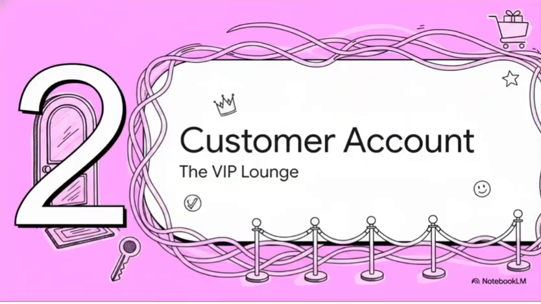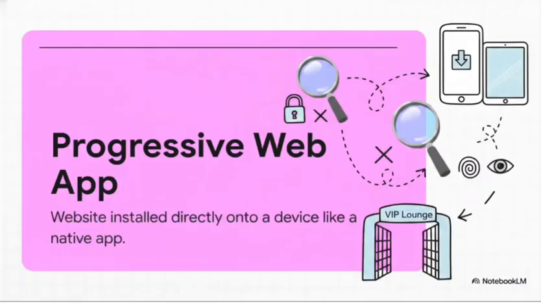Moving on to Section 2, the customer experience. Think of this as the VIP lounge, accessed only after that OTP or passkey sign-in. Now, to get users into that VIP lounge, this platform uses some seriously frictionless modern tech. Passkeys mean users log in using biometric Face ID or Touch ID. So yeah, no more password reset rage.